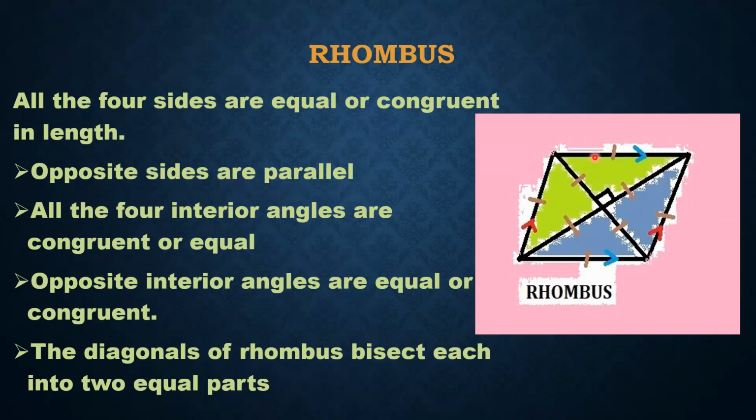Now when you extend this line and you extend this line here, the two horizontal lines will never even meet when you extend them in either direction. This line will never even meet with this line. That is why the opposite lines here are parallel.